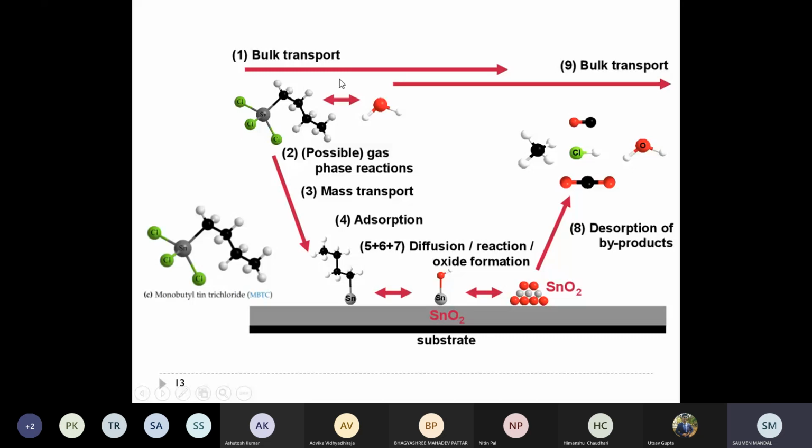So here some reaction will happen, then some intermediate compound may come on the surface, further reaction will happen and your desired product will form, and these are the byproducts. So what are these? This is CO2, this is H2O, this is HCl, this one is CO, carbon monoxide, and this is CH4. So these byproducts will go out.